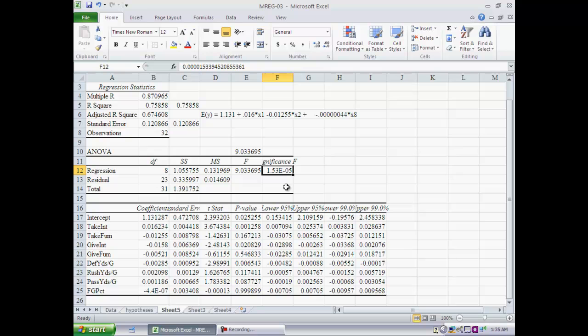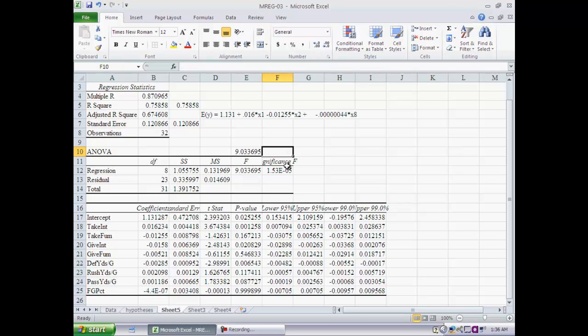And the next number over here, 1.53, you remember, is the p-value. How likely is it that I would get a ratio of 9.033 if in fact the null were true as an equality? So if all the betas, beta 1 through beta 8, were 0, in other words if there is no relationship between the 8 independent variables collectively and the dependent variable, how likely is it that I would see this F ratio of 9.033 or higher? So this is your standard p-value calculation for the hypothesis test.